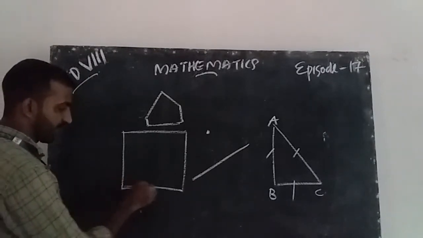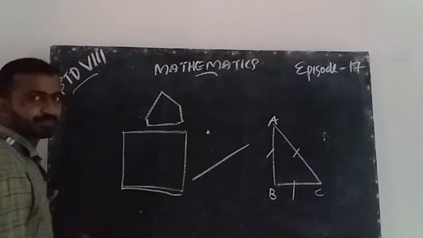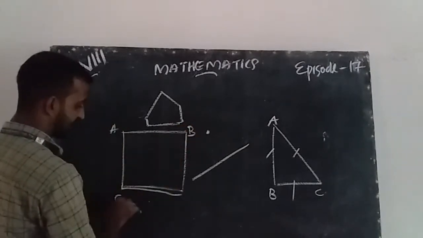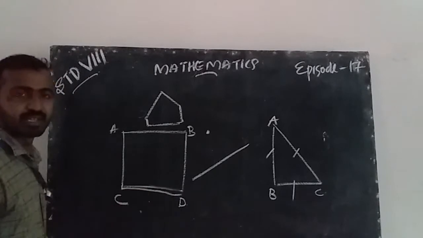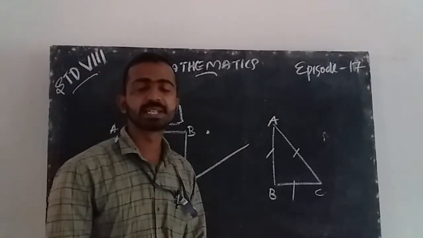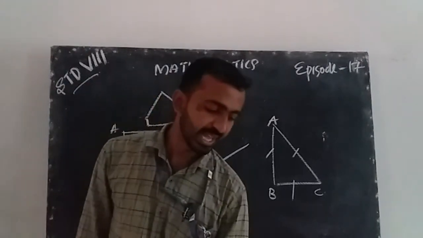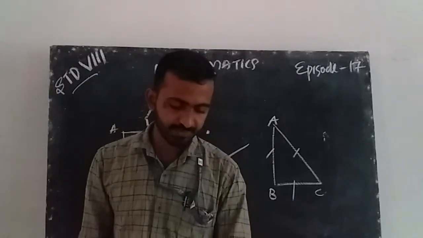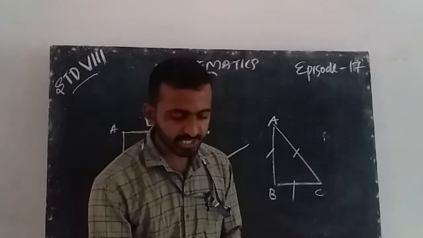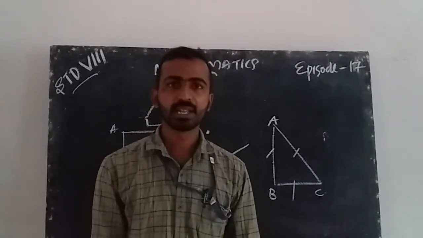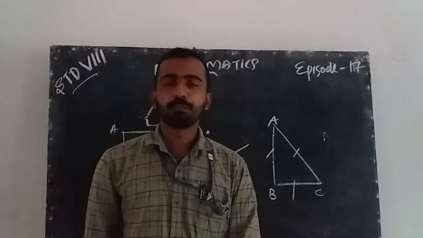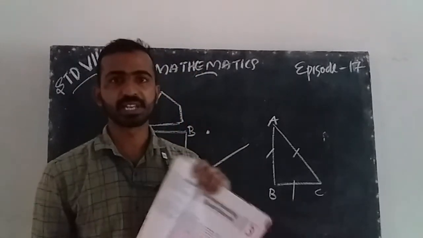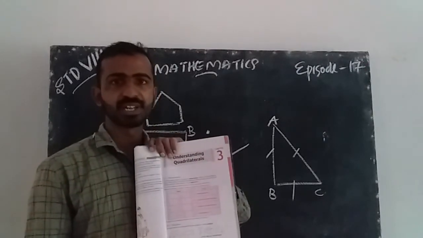How many sides does this quadrilateral have? This square, A, B, C, D, has four sides. We study some shapes in your textbook, page number 37. There are some shapes you can see.